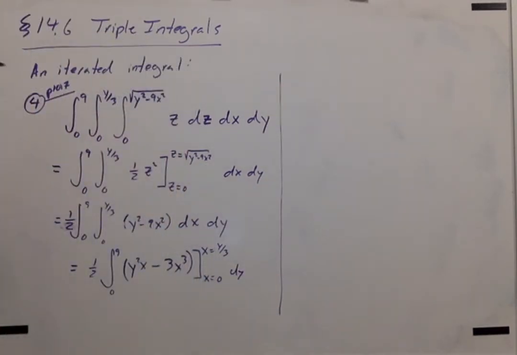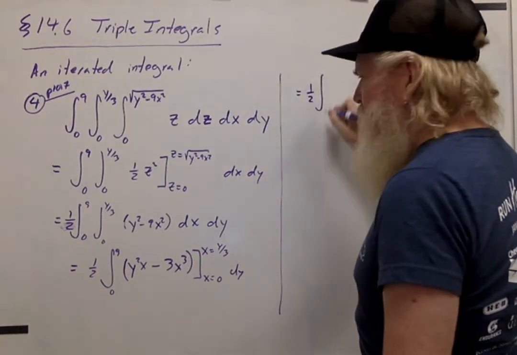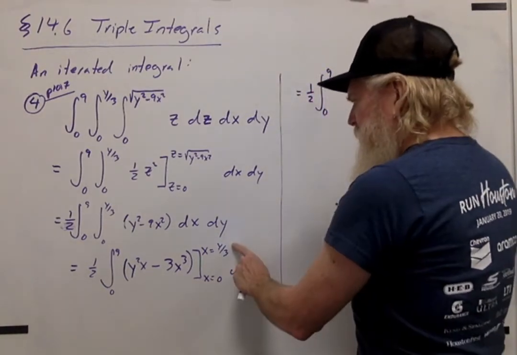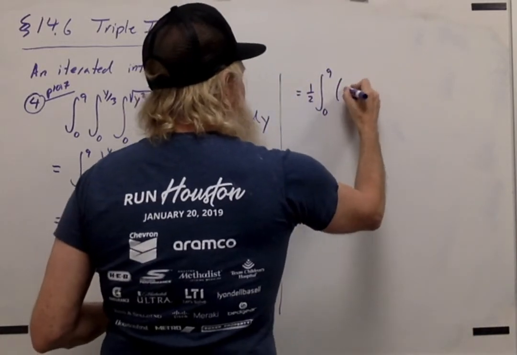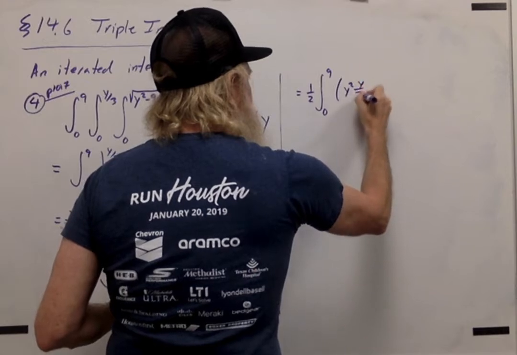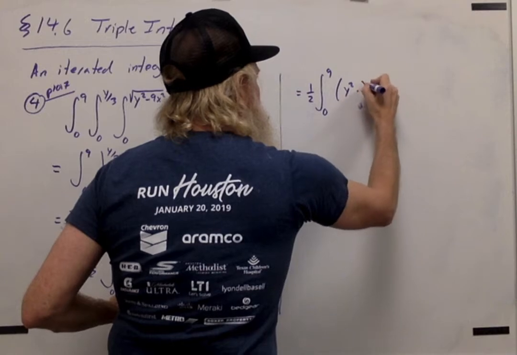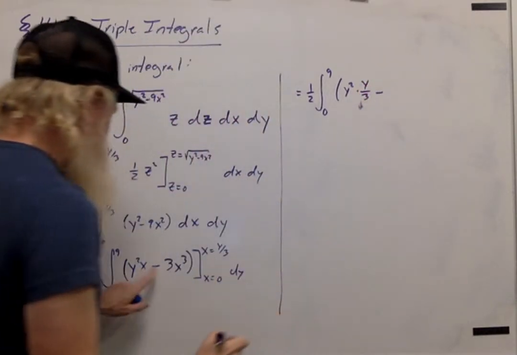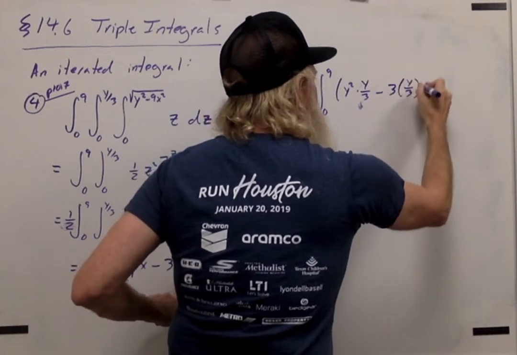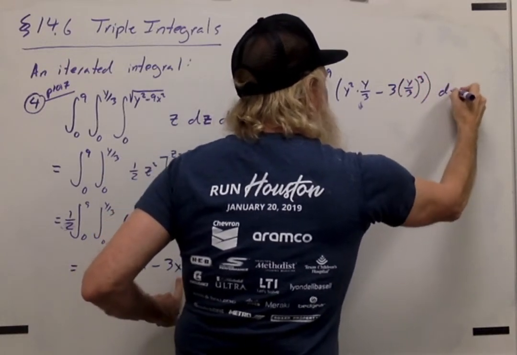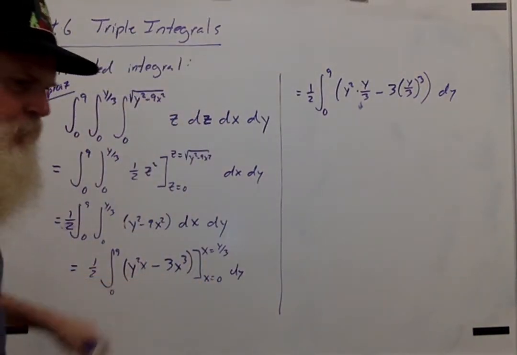Once again, let's plug in the two endpoints and subtract. So bring down the half that's in front. I'm going to replace each x with y over 3. So I get y squared times y over 3 minus 3 times y over 3 cubed, dy. Notice that when I plug in x equals 0, I get 0.